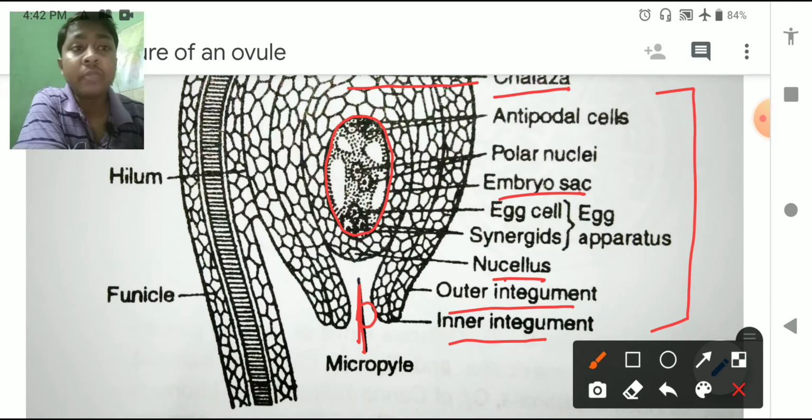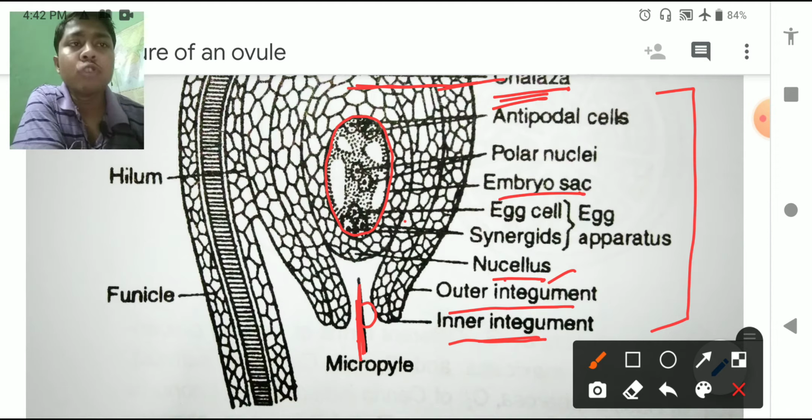I repeat it again. First of all, the outer integument and inner integument, then the micropyle, then the chalaza. The micropyle is present at the apex and the chalaza is present at the base, the basal region. Next, inside the integument a nutritive layer is present, called the nucellus. Inside the nucellus, a membrane or sac-like structure that contains 8 nuclei is present, called the embryo sac. So this is all about the ovule.